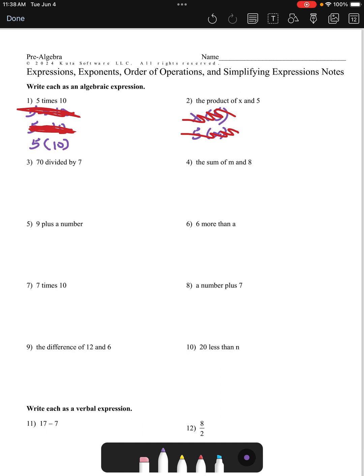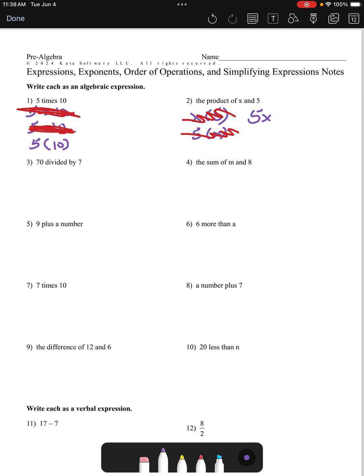Mathematicians want to write things as simply as possible and with as little writing as possible. The less you have to write, the less chance of mistake there is. That's not to say we don't show our work. You should always show your work. But mathematicians have agreed that the product of 5 and x is to be written 5x. There is no symbol between the 5 and the x.